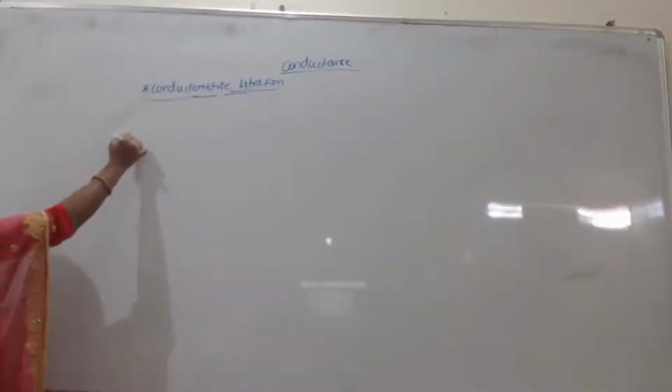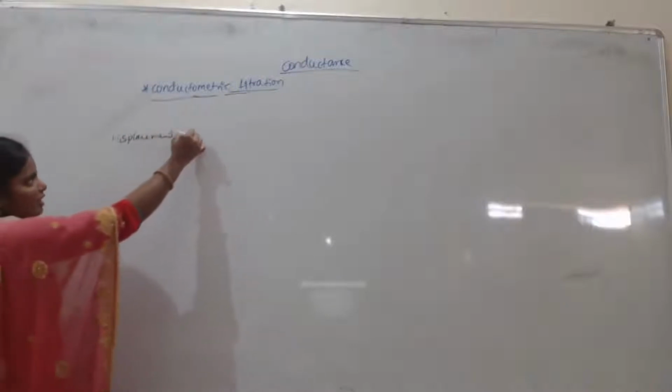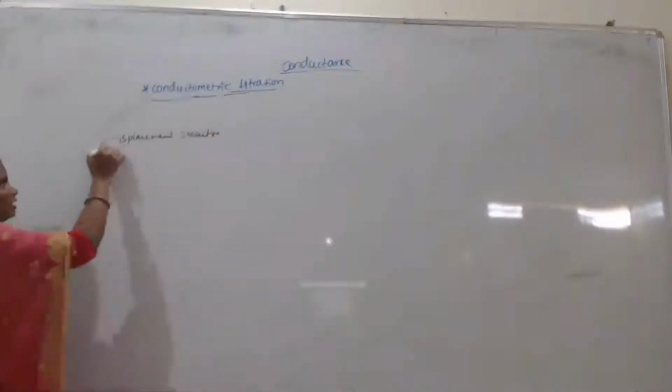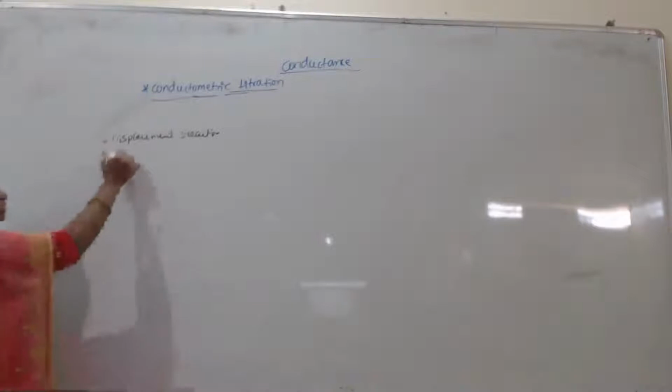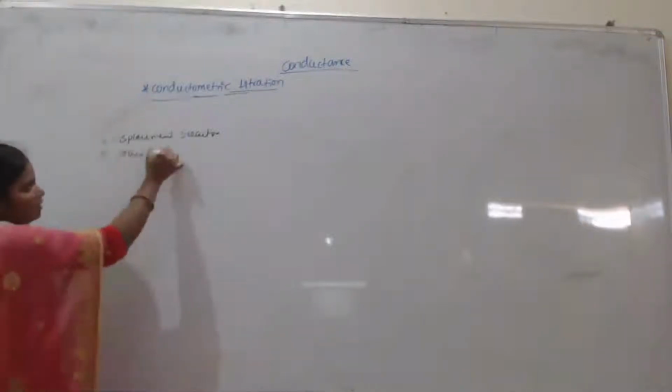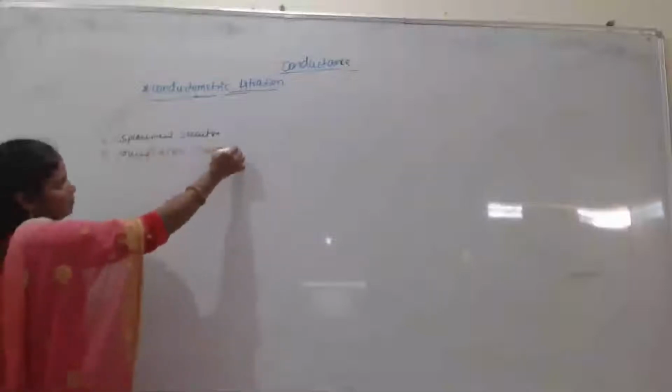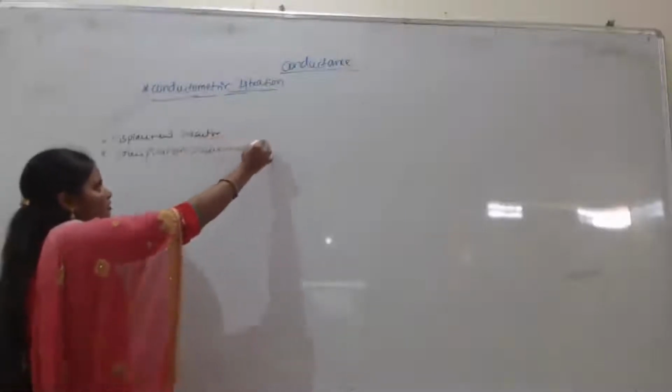The displacement reaction and the precipitation reaction are what undergo in conductometric titration. One is a displacement reaction or a precipitation reaction. And here in this titration, the advantages of using conductometric titration are as follows.